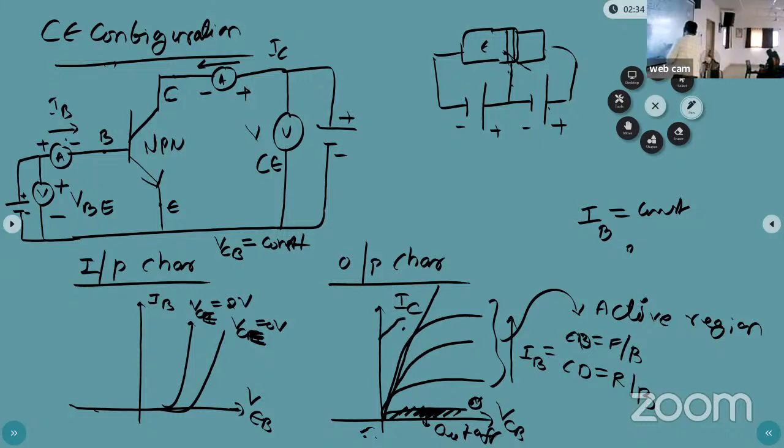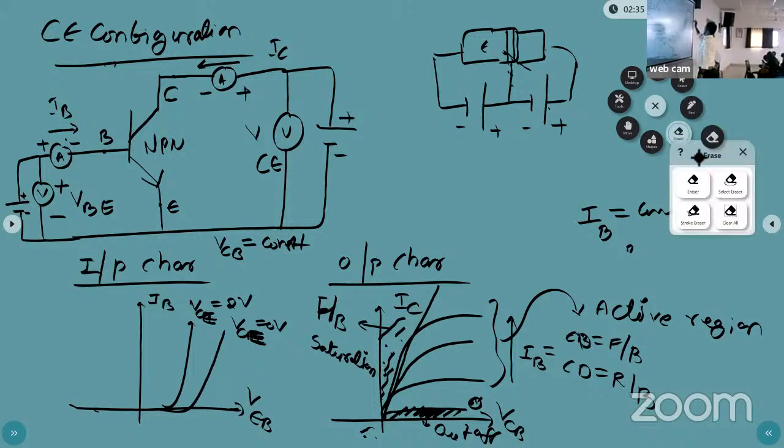Now coming to this part. Here, both the emitter junction and the collector junction are forward bias, and this region is called the saturation region. Okay, the saturation region.